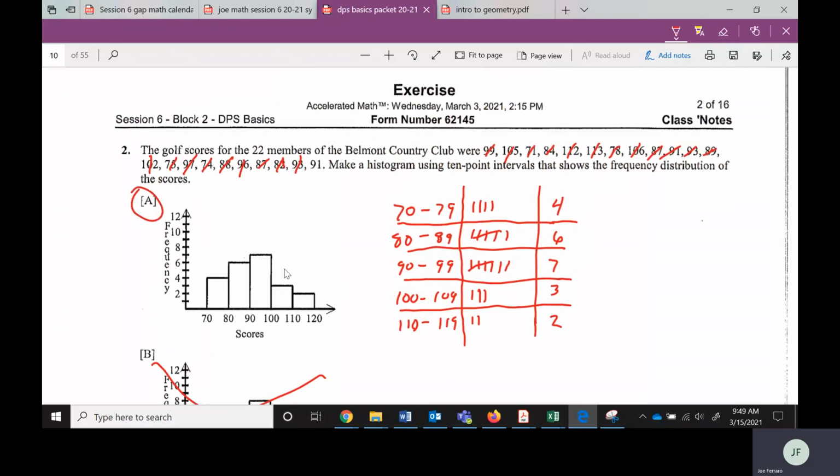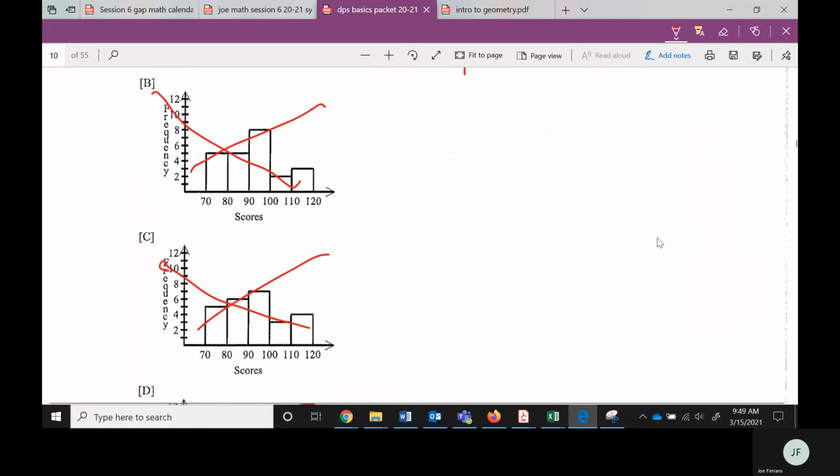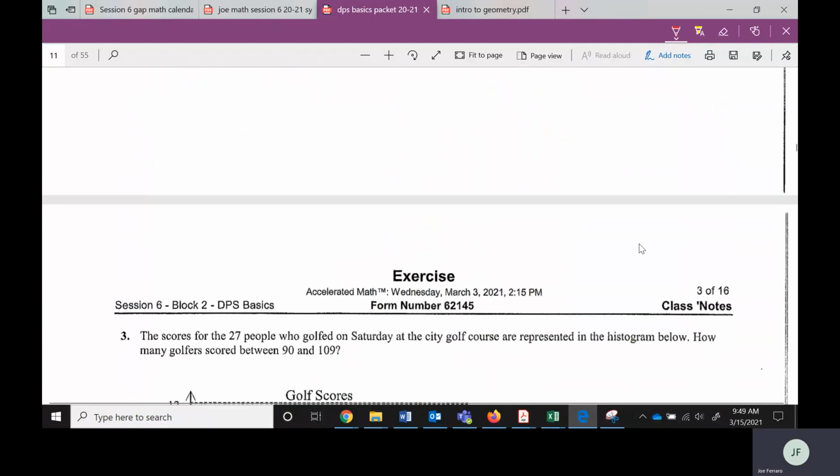Now you just might want to double check. So this was at 4. This says 6. Yep, that's 6. 7, one higher. Yep. This is at 3. And this is at 2. And we're good. Okay. So that one took a little bit of time. Nothing too bad though. And you get the correct answer.